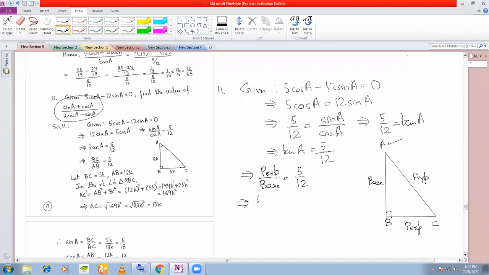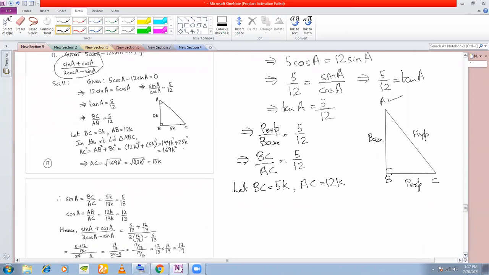Perpendicular here is BC by AC is equal to 5 by 12. So I say let BC is equal to 5K and AC is equal to 12K. Okay. So let's write it. BC is equal to 5K. AC is 12K. Now from here we can find out AB from Pythagoras theorem. Okay. So I'll complete that tomorrow. Not tomorrow. Tomorrow is the holiday. I'll complete that the day after.